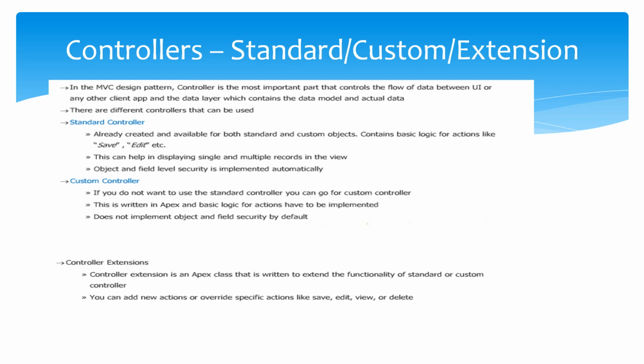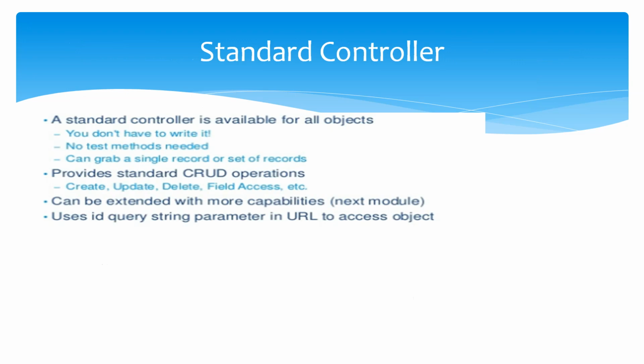controller extension is an Apex class that is written to extend the functionality of the standard. Now suppose you have a standard or custom controller, but you want to add some logic to it, so you can override the specific action, save, edit, new, in addition to the standard or custom logic. So you can have a standard controller and an extension controller. The standard controller is available for all objects. You don't have to write any logic. You don't have to create any test class for it. You can grab a single record or a set of records. Okay, so it provides the standard create, update, delete, and field CRUD operations. Can be extended if you use an extension controller.